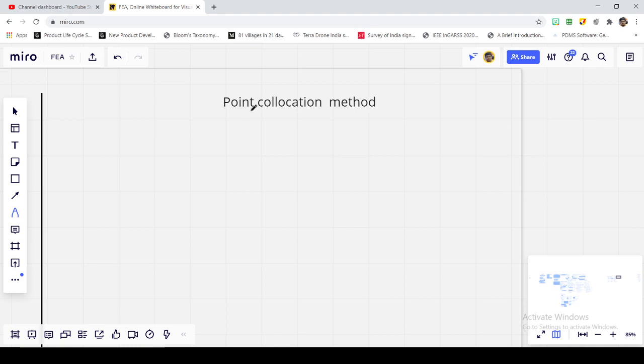Now in the point collocation method, the first thing we need to understand is the points. Points will be either given or we need to assume. And how many points will we assume? The number of points we assume will be equal to the number of unknowns in your system. So in this problem we have two unknowns, so we will be assuming 2 points.